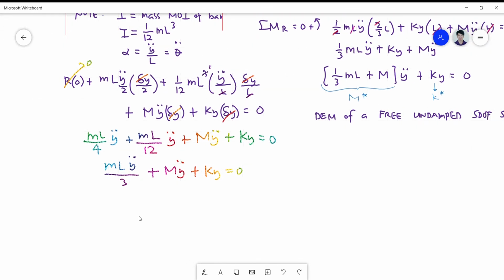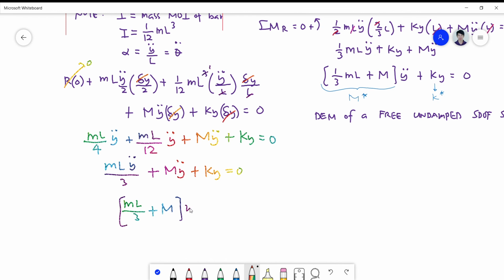Factoring, we get M L over 3 plus capital M, times y double dot, plus k y equals 0. So this is the same as that equation.